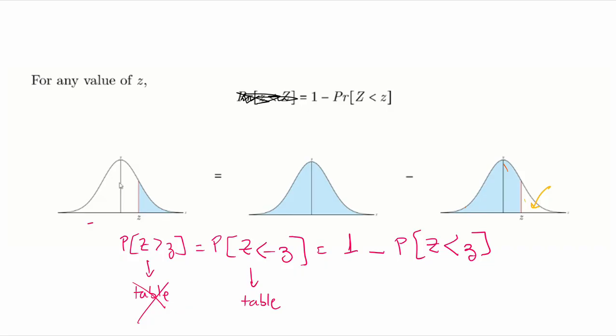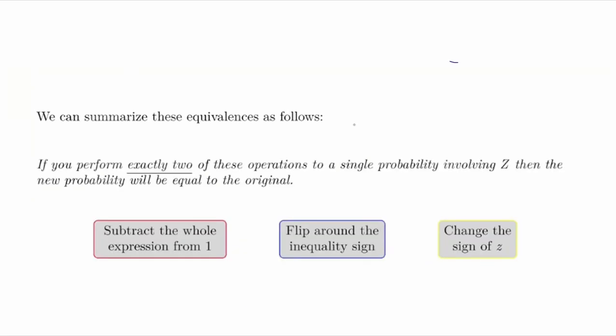Now, there is a summary that I like a lot. If you perform exactly 2 of these operations to a single probability, then the new probability will be equal to the original. Let me put it this way. Let's say you want this area, and this is little z. So I want the probability of that being greater than z.